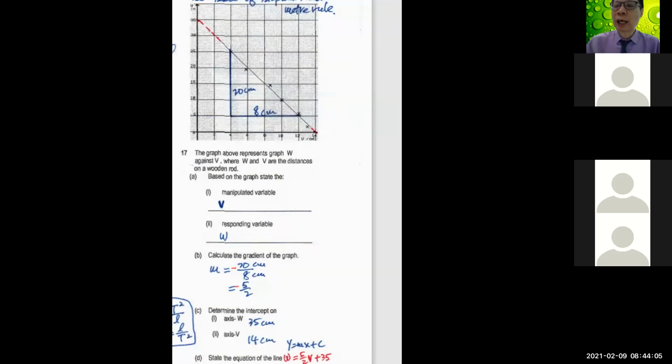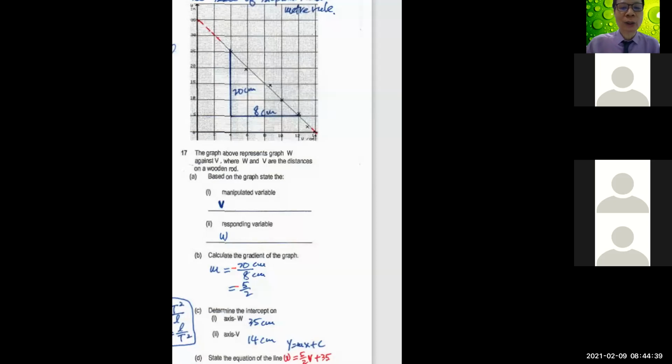Okay, so first, two answers came in. First answer, Jong Jing Si says y equal to negative 5 over 2x plus 35. And then Marcus' answer is slightly different. You all can see it in the chat box. Marcus' answer is W equal to negative 2.5 V plus 35. I don't know which is correct. Other friends here, what about you all? Which answer is correct?